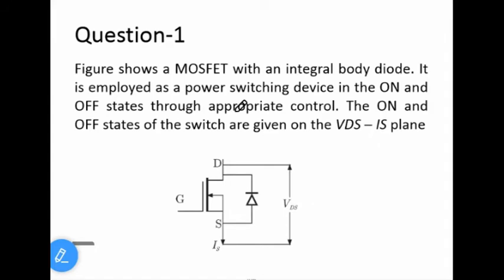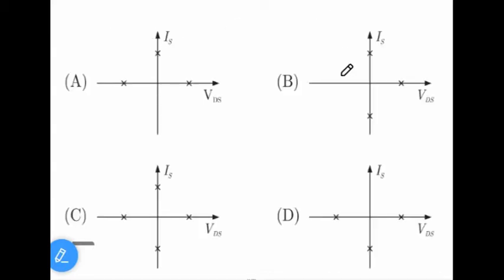Now let us enter one important question here which appeared in GATE. The figure shows a MOSFET with an integral body diode. It is employed as a power semiconductor switch in the on and off states through appropriate control. The on and off states of the switch are given on the VDS-IS plane. Here you can observe a MOSFET with a gate, drain, source and an anti-parallel diode connected to it. Now, which of these characteristics represent this MOSFET?